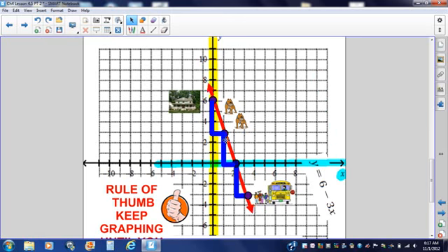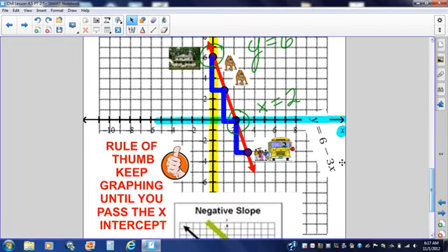Draw yourself a line with arrows on both ends, and your linear equation should look something like this. My y-intercept is where we started. My y-intercept is at 6 or positive 6. My x-intercept is right here at 2. Here is the line for my equation, y equals 6 minus 3x.